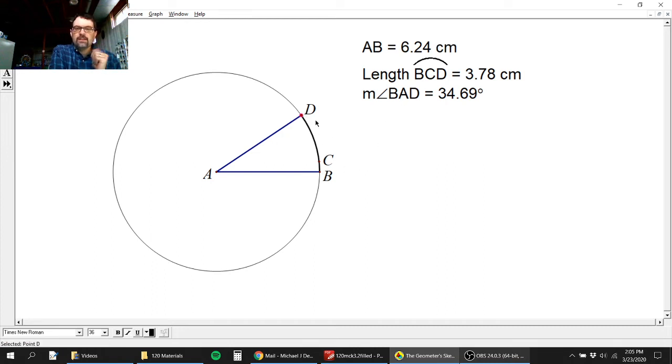Another length you could measure is on this circular arc from B to D, this distance right here. And right now, the way things are positioned, 3.78 is the length of this arc. Now, if you let your angle get a lot bigger, the radius isn't changing, we're just making a bigger angle on the same circle. But that arc certainly gets bigger as your angle gets bigger. Now it's 15.21.